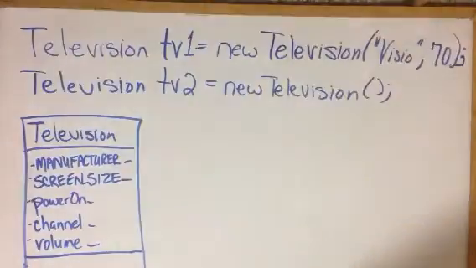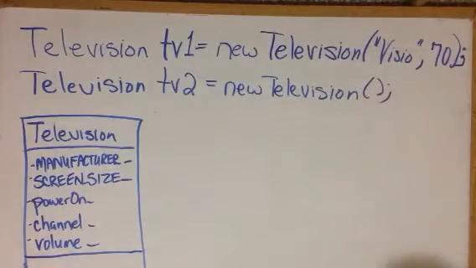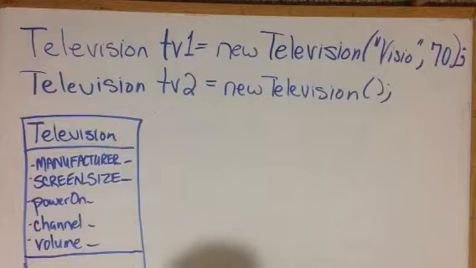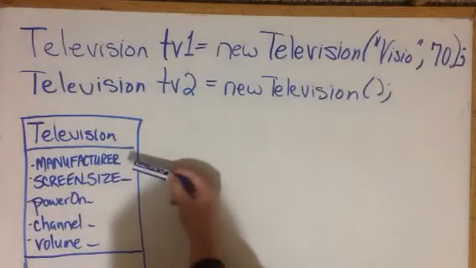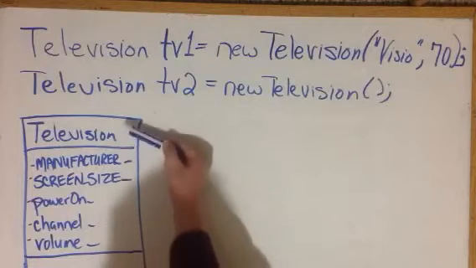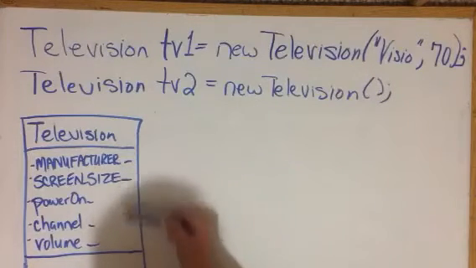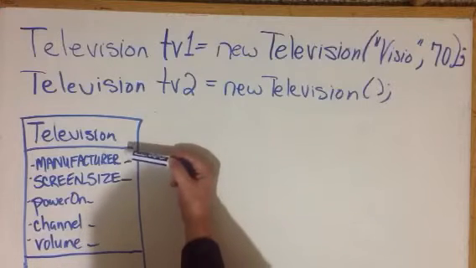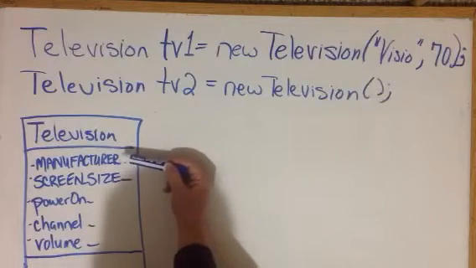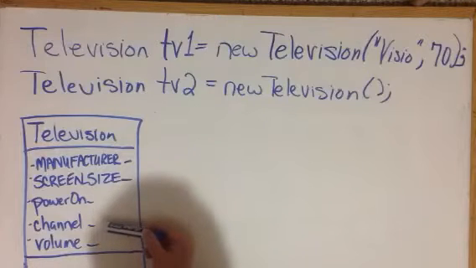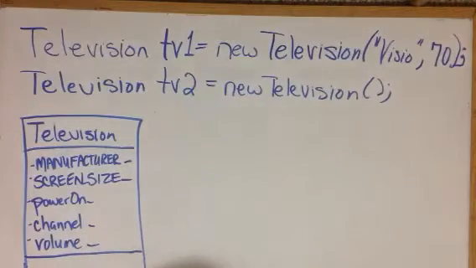Let's go ahead and look at our television class because it has more private data members, and we can see how those are all getting put on the heap. And so we have our television class defined. That's our pattern. That's our cookie cutter that we're going to stamp out our cookies with. Each television has its own manufacturer, screen size, power on setting, channel, and volume.